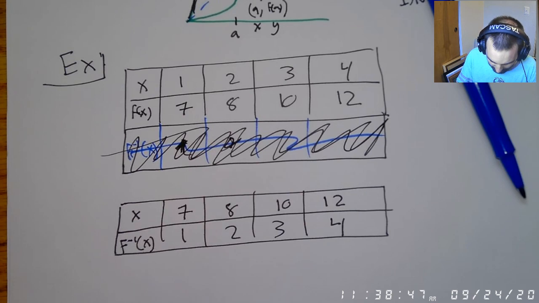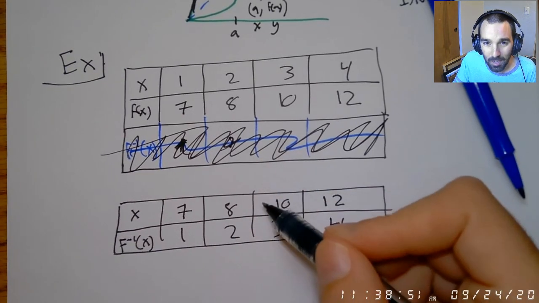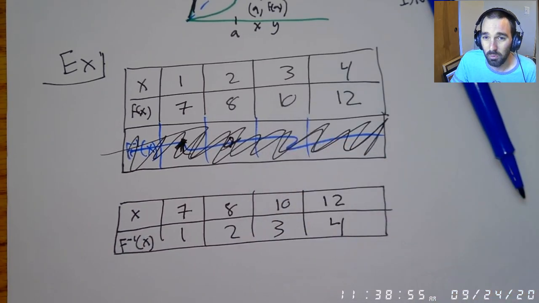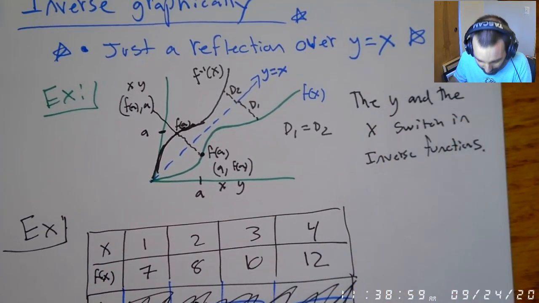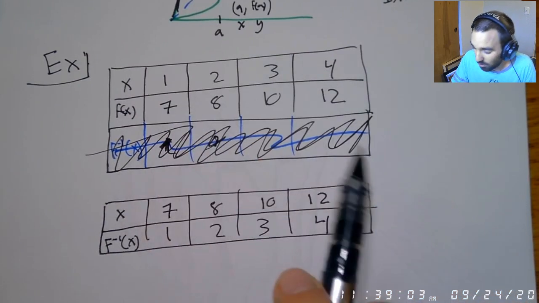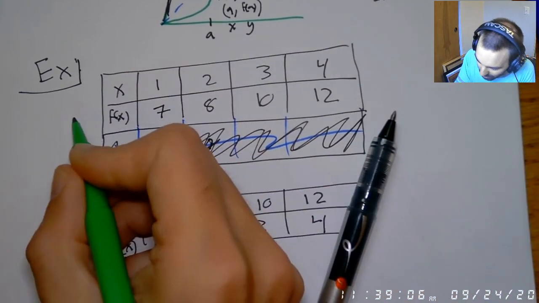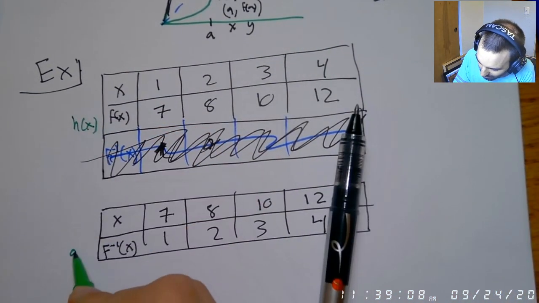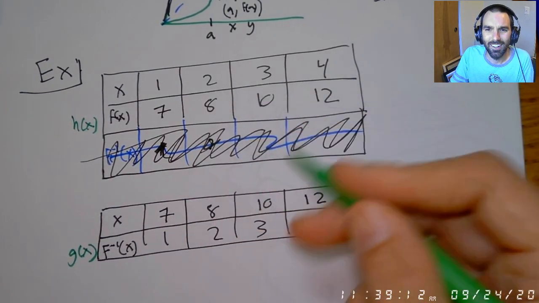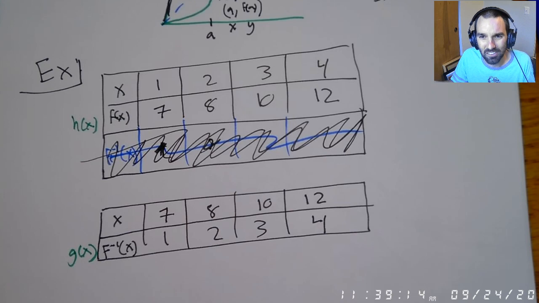Okay? So if you're given 2 tables, you can tell that these are inverses because literally the x and the y's were switched. So that's it. In your homework, it's going to give you 2 functions. It's going to be like, hey, this is h of x and this is g of x. Are they inverses? And you're going to be like, well, yeah, all the inputs and the outputs are just switched. So yeah, they're inverses.